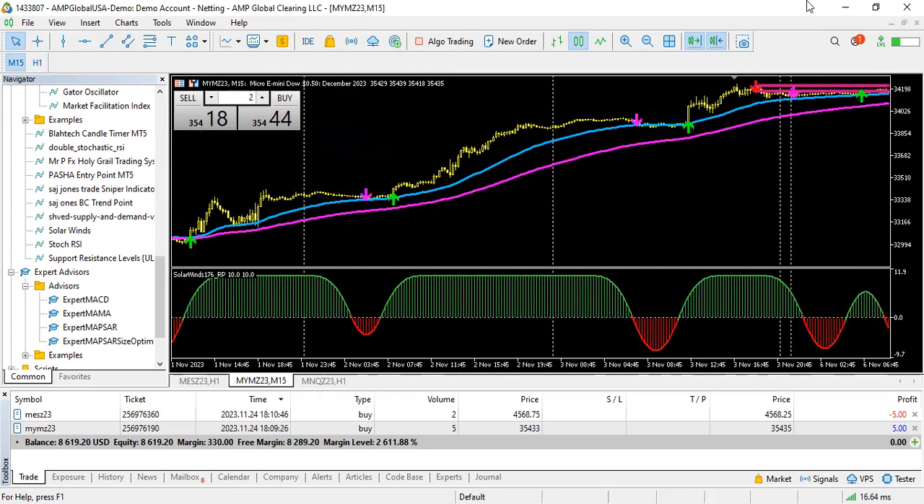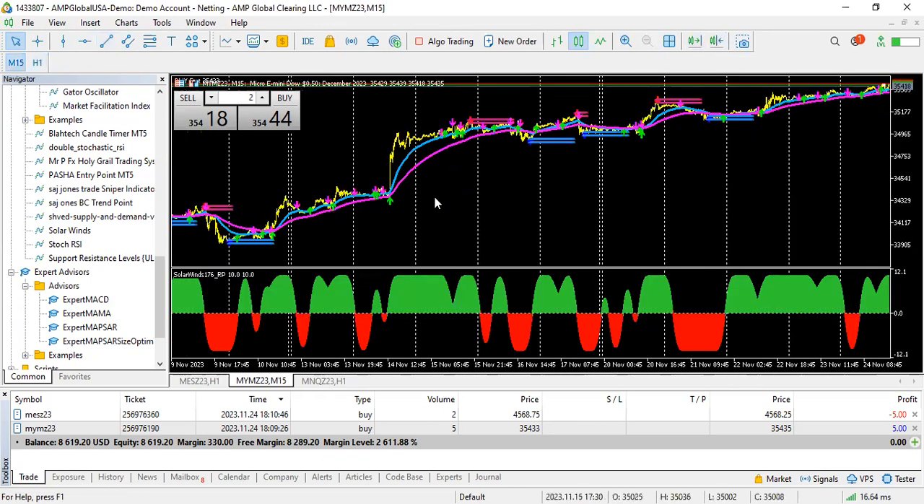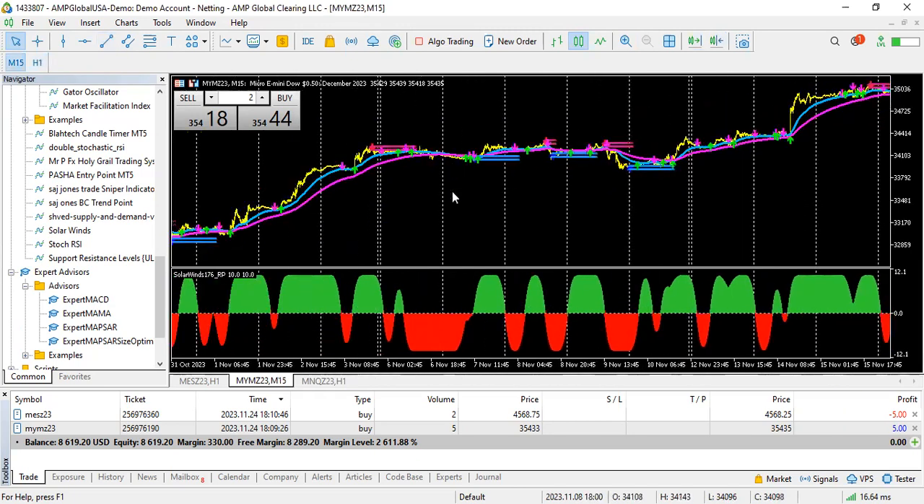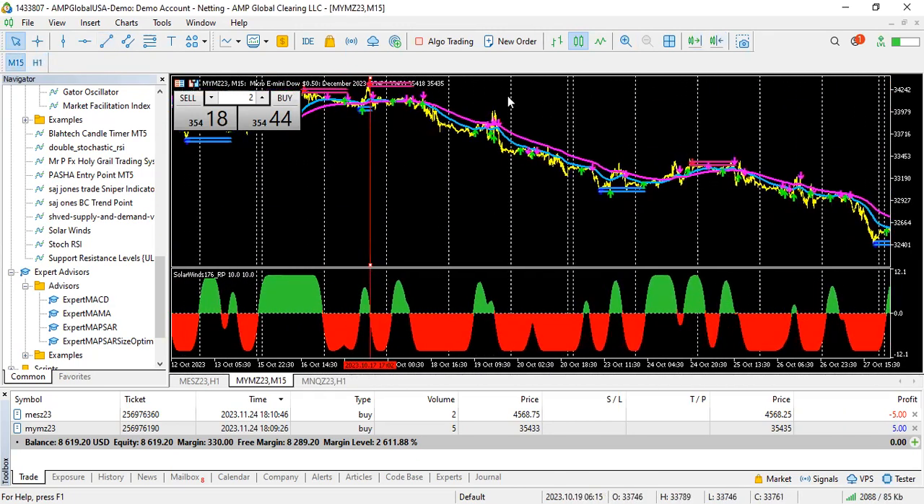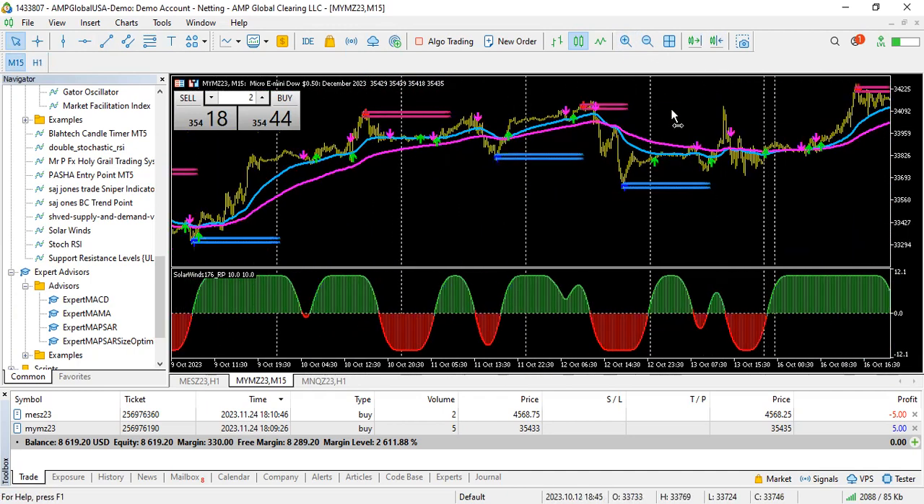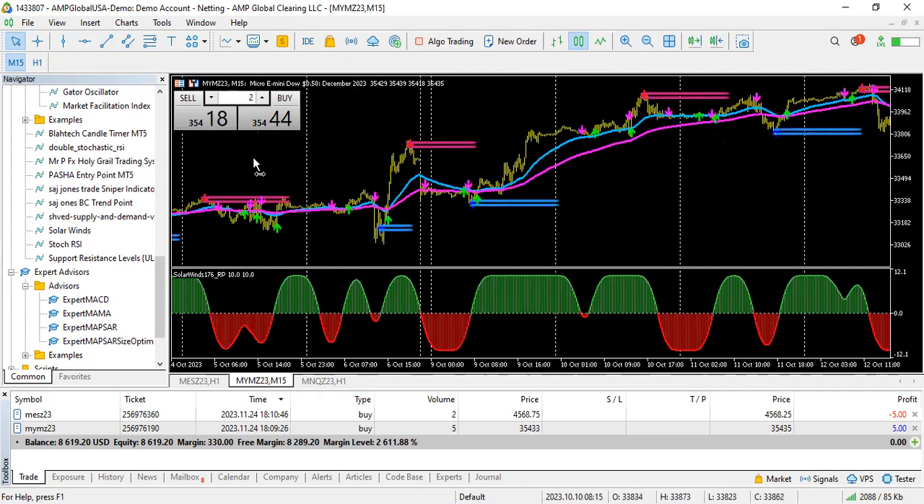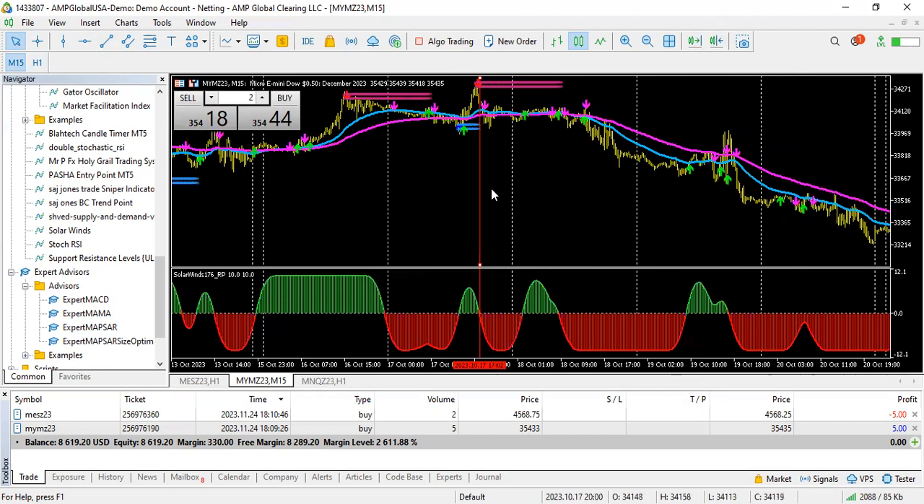We're going to find that vertical line on the 15-minute time frame. Let's find that vertical line. Here's our vertical line on our 15-minute time frame. Right here, this is where our vertical line hit on our 15-minute time frame.